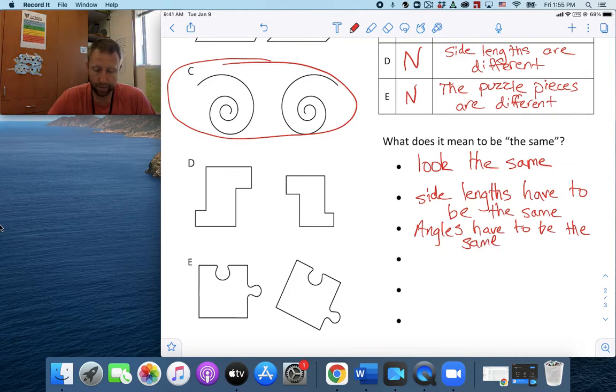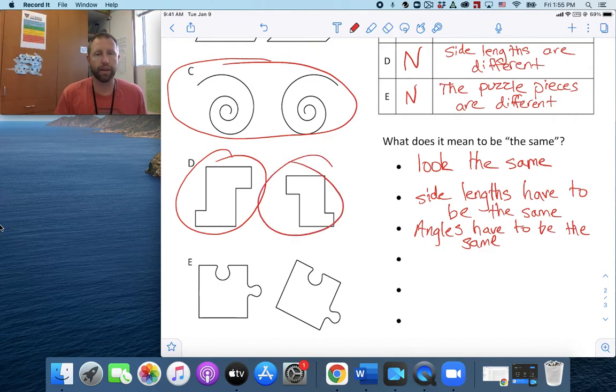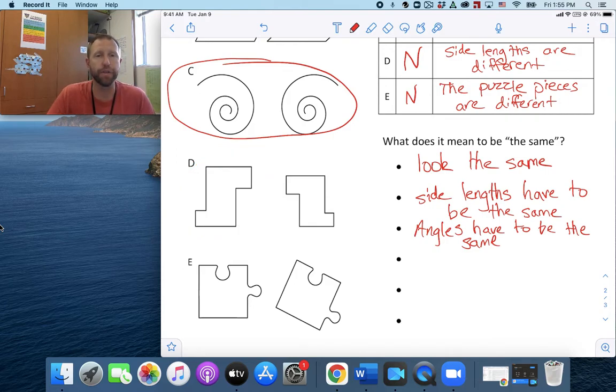And that's actually what we just described: side lengths are the same, it has to look the same, angles have to be the same. So to be the same, basically it just means that you're able to do a rigid transformation to get from one shape to the other, right? If you can't do a rigid transformation like in D, there's no reflection, translation, or rotation that takes this shape from D to this shape. Because they're not the same, right? And that gets proven because there is no rigid transformation that takes one to the other.